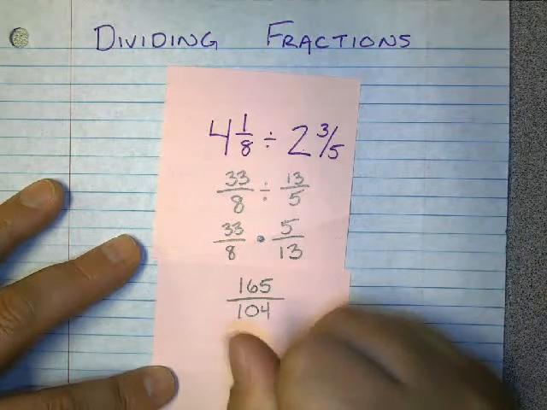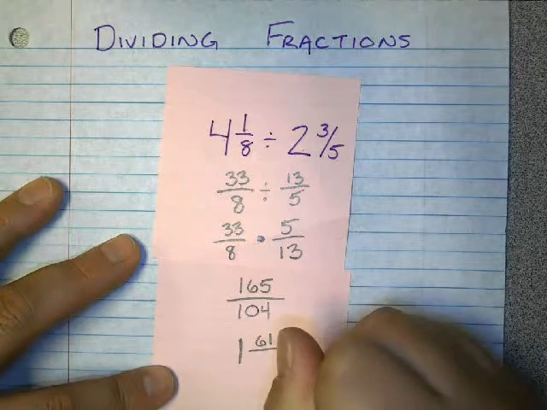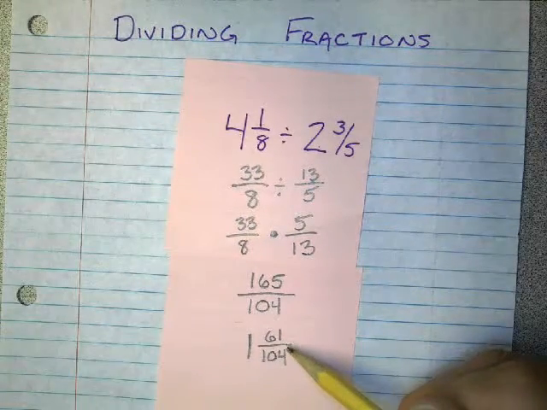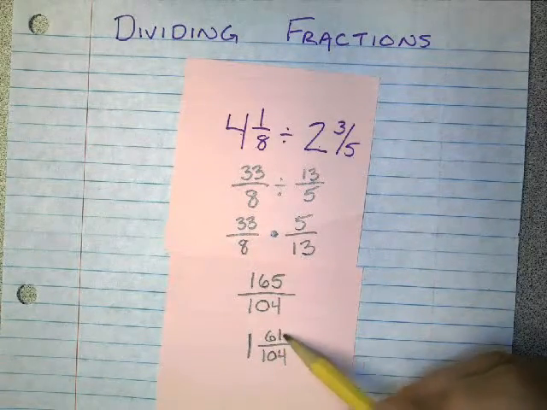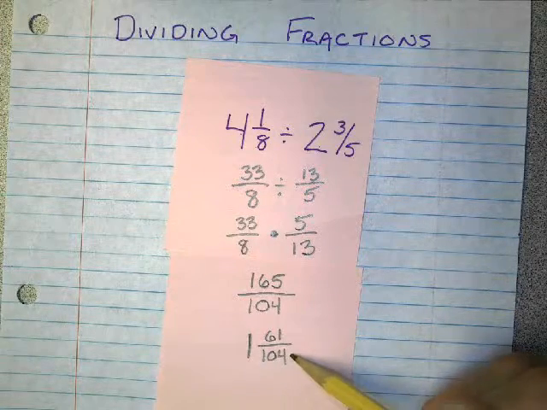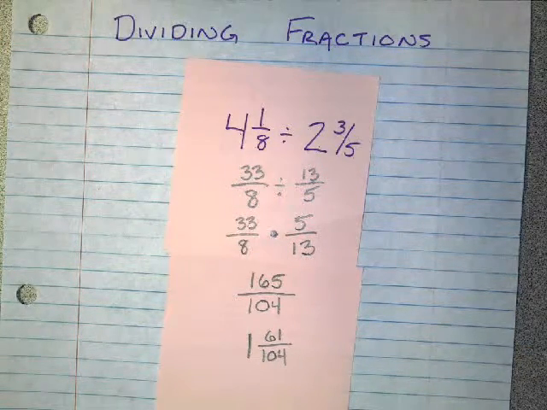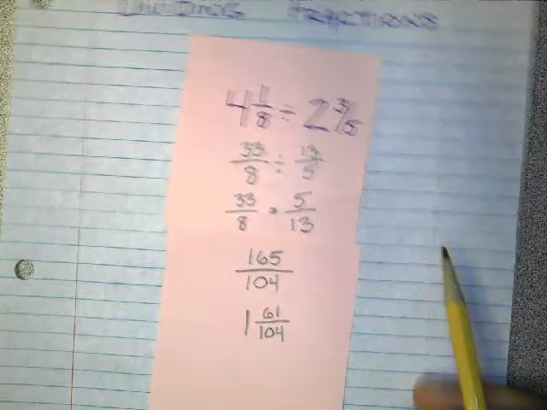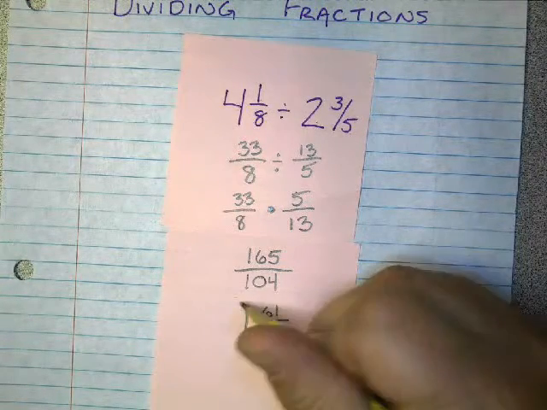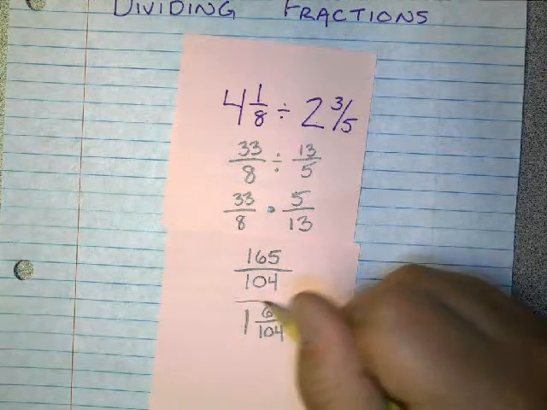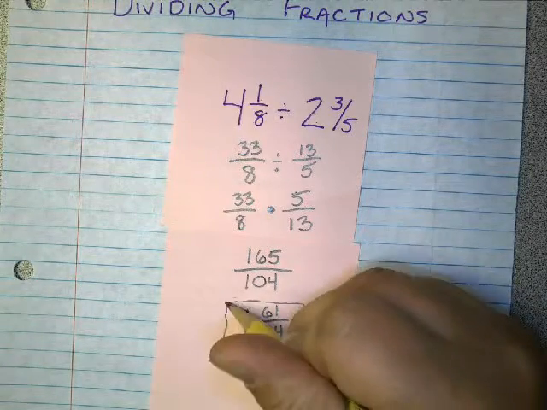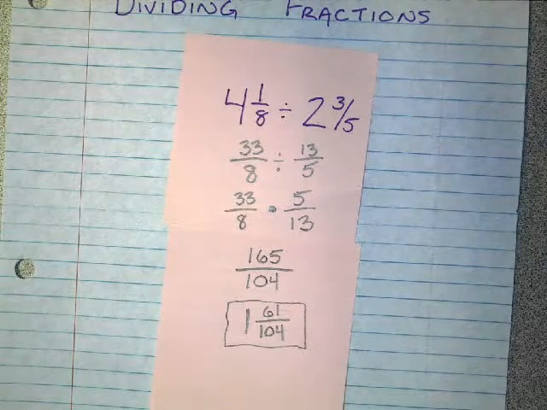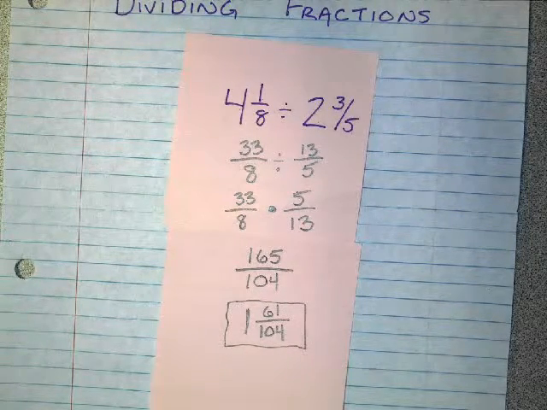So let's change this to a mixed number. 104 goes once into 165, with 61 as my remainder. So 1 and 61/104. And I'm looking at that, and that's not divisible by 3 either. And that's not divisible by 3. So I believe this is probably going to be as simplified as you can get. So not a happy answer, but it's what we have. So 4 1/8 divided by 2 3/5 is 1 61/104.